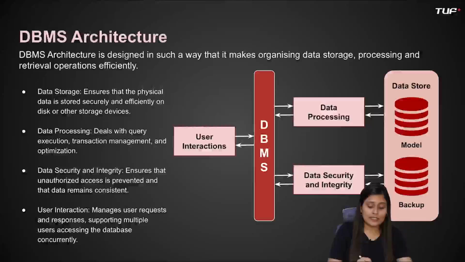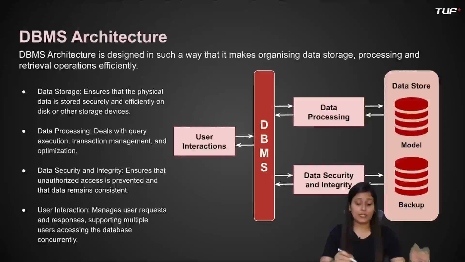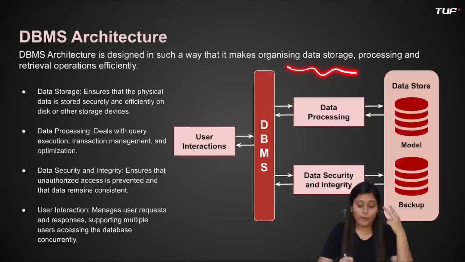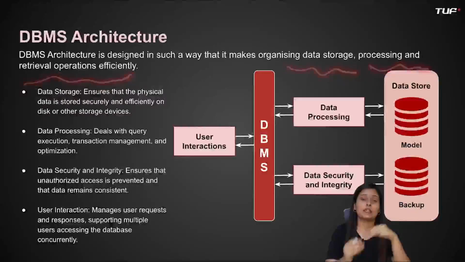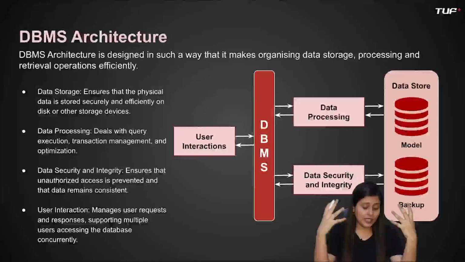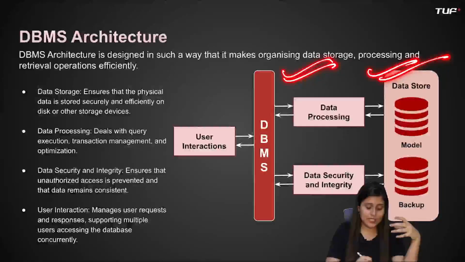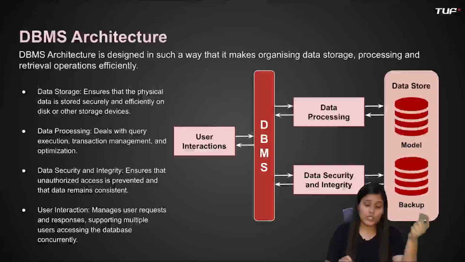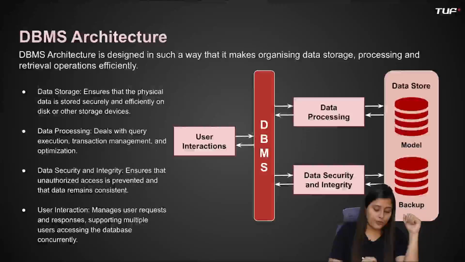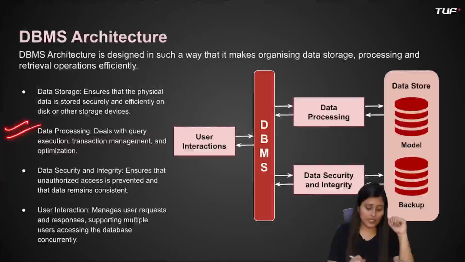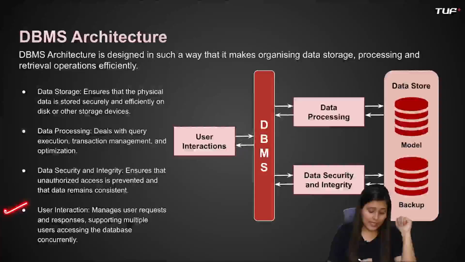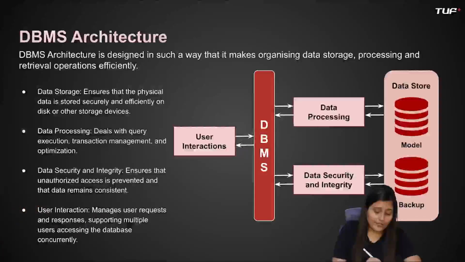So architecture is basically designed in such a way that it makes organizing data storage, processing and retrieval of operations efficient. So we actually design the database in such a way to fulfill all these parameters efficiently. What are the things which need to be taken care of while designing the architecture of a database? First is data storage, second is data processing, then data security and integrity, and then at last user interaction.